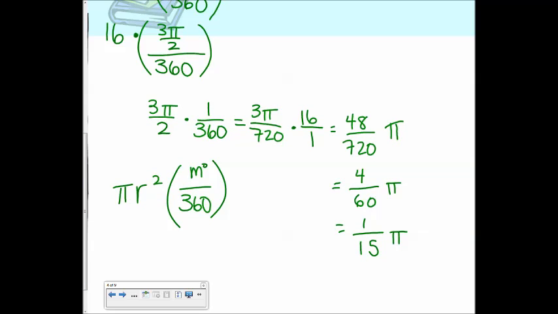Okay, so I did this part first. So 3 pi over 2 times 1 over 360, because dividing by 360 is the same as multiplying by the reciprocal. So then we got 3 pi over 720. Then we multiplied by 16 because that's radius squared. So this is r squared, and this is m over 360 basically. So that's m over 360, that's r squared, which gave us this. And then I set pi back in there just because you can't forget the pi. And then I just reduced the fraction.